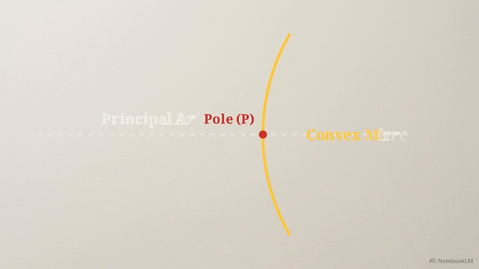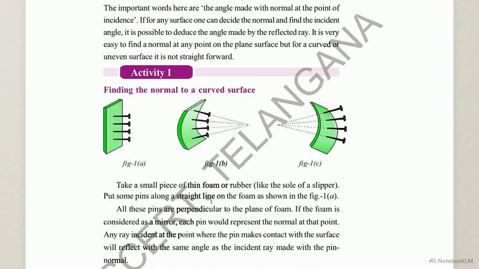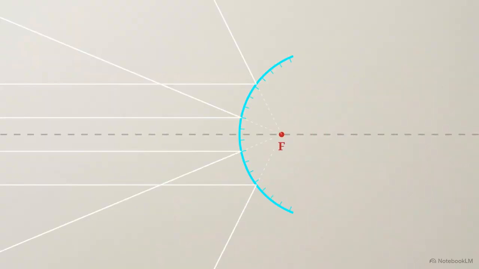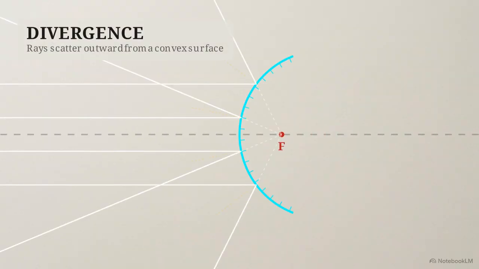If we bend the surface the other way, pushing it outward to create a convex shape, the reaction changes completely. Our foam metaphor shows the angles reversing. Instead of meeting, the pins spread apart and face away from each other. This is scattering. When light hits a convex mirror, the rays bounce away from each other in different directions.